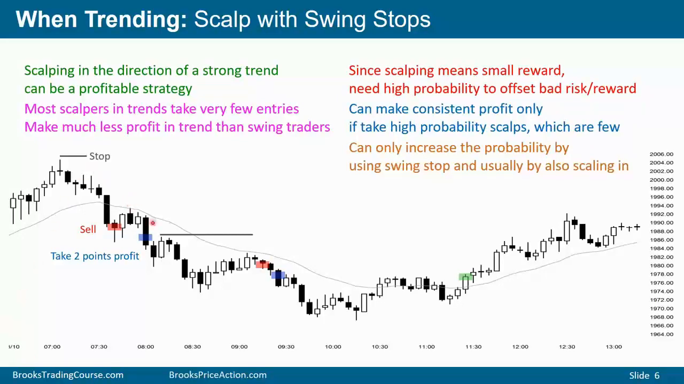Both are reasonable. Stop here at the top of the wedge channel, 1, 2, 3, or stop here at the top of this small major lower high. If you take this trade 100 times using the tighter stop or using the wider stop, you'll end up with about the same amount of money.